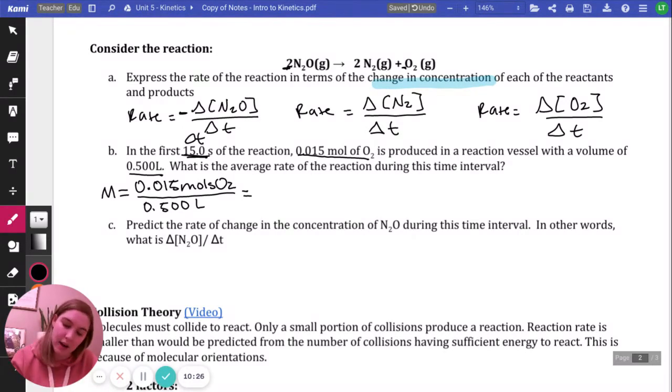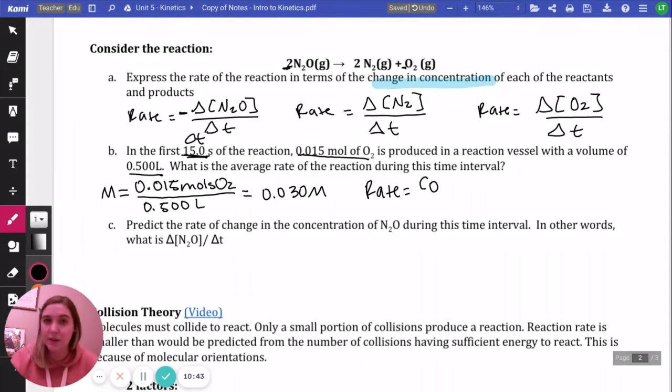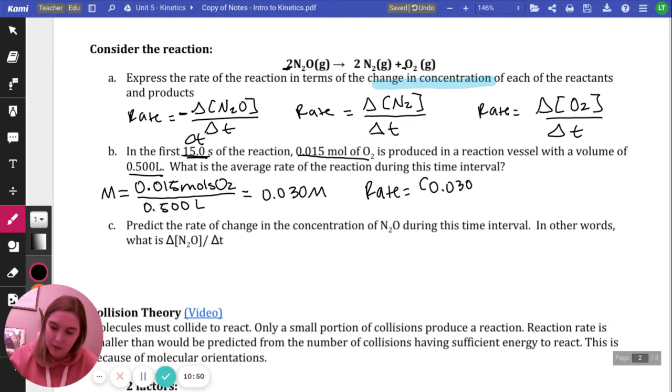So then plug that into your calculator. And when I did that, I got 0.30 molar as my concentration. So then my rate is going to be equal to my change in concentration, which we started with 0 and we ended with 0.30. So that's my change, over my change in time. I am going to include my units here.